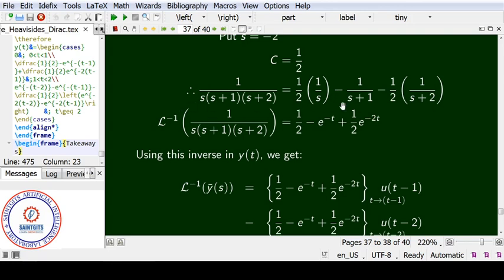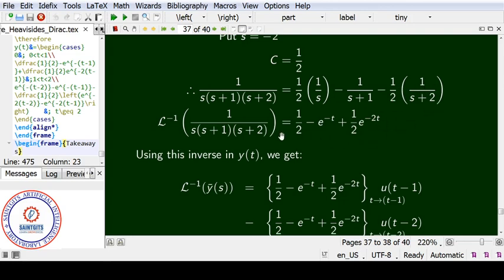Now take L inverse on both sides. So L inverse of 1 by s into s plus 1 into s plus 2 equal to 1 by 2 into L inverse of 1 by s equal to 1 minus here L inverse of 1 by s plus 1 is equal to e raised to minus t, plus this is actually plus 1 by 2 into e raised to minus 2t. 1 by 2 is here. L inverse of 1 by s plus 2 is e raised to minus 2t.